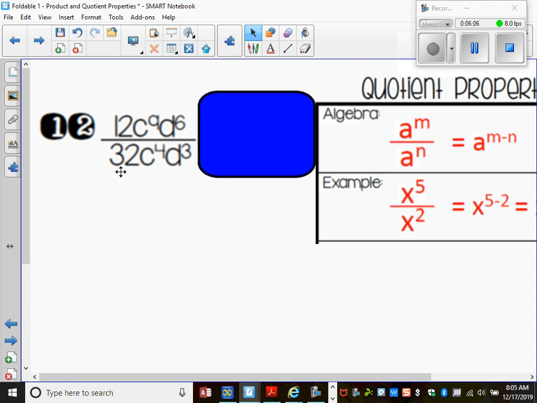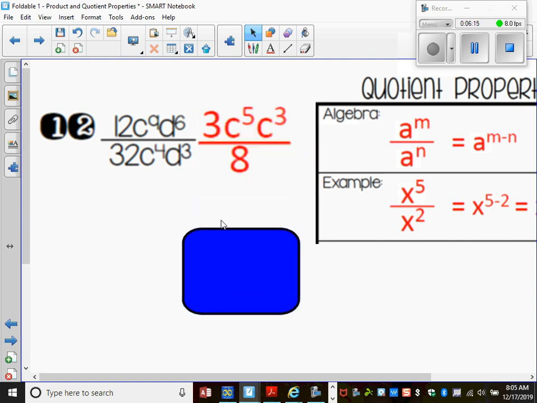Just reduce to 12 over 32. What's the largest number that can go into 12 and 32? Okay, so 4 goes into 12 3 times and into 32 8 times. Now, when I subtract my C's, I have 5.